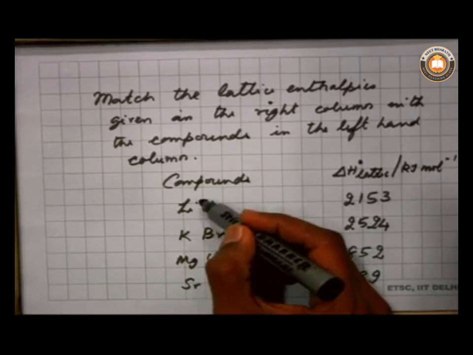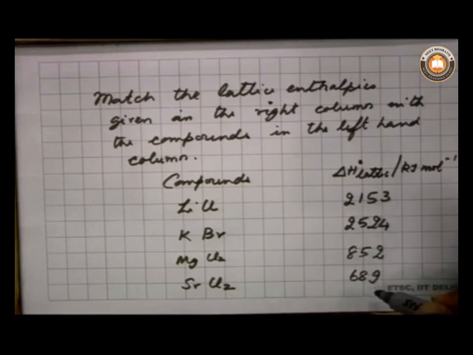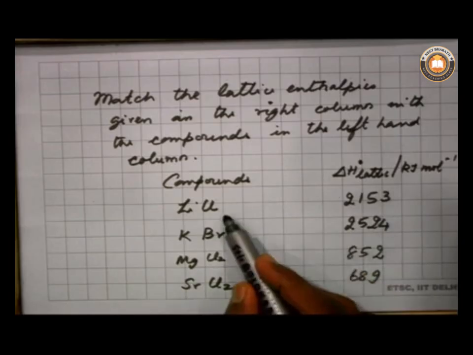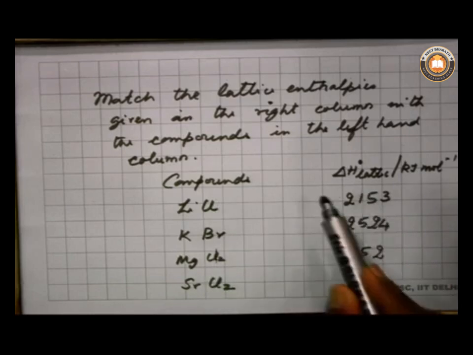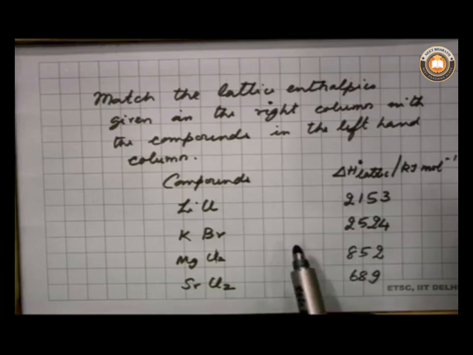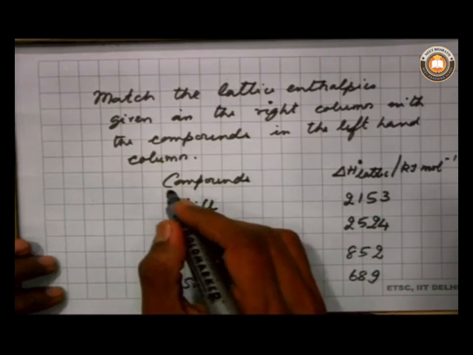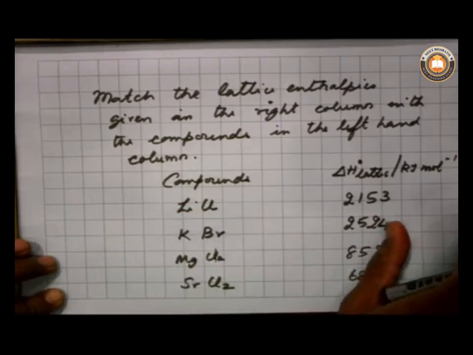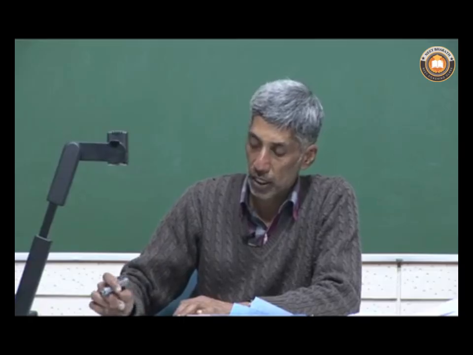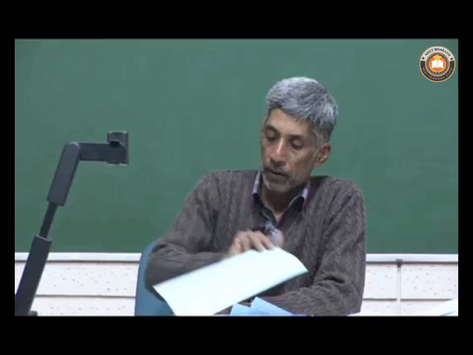So, here are 4 compounds, and here are 4 lattice energies that we have measured, and you should be able to match the compounds here with the lattice energies that were given here. And if you are able to do this, then presumably you have an understanding of how ion-ion interactions vary as the size and the charge of the ions vary, which is what we will need to do.